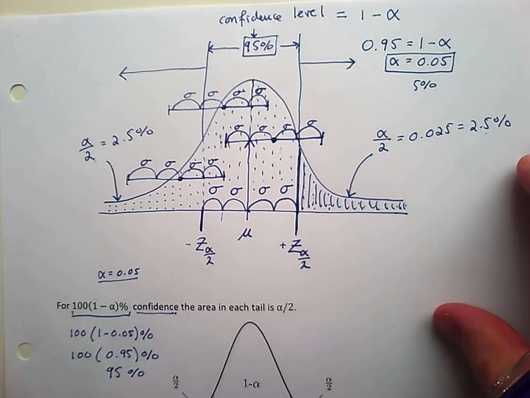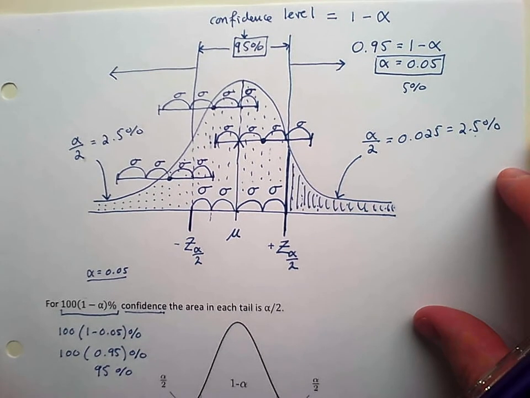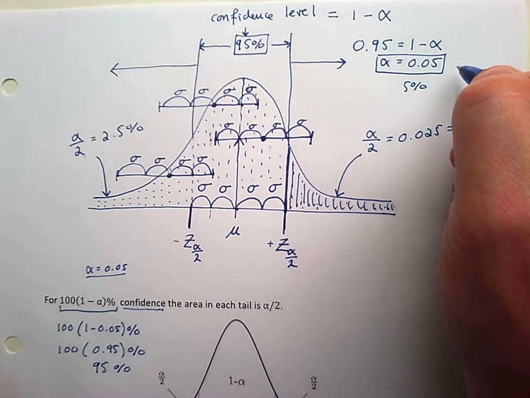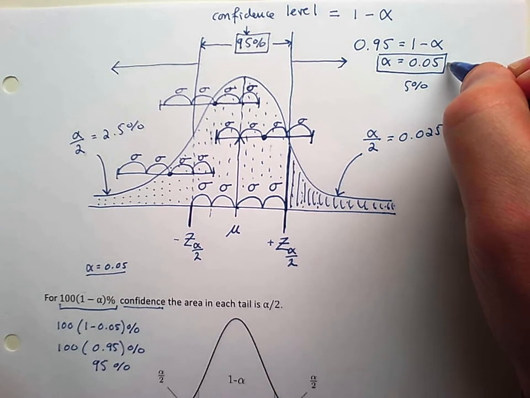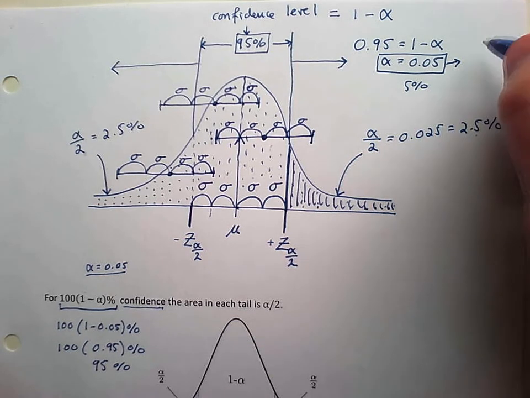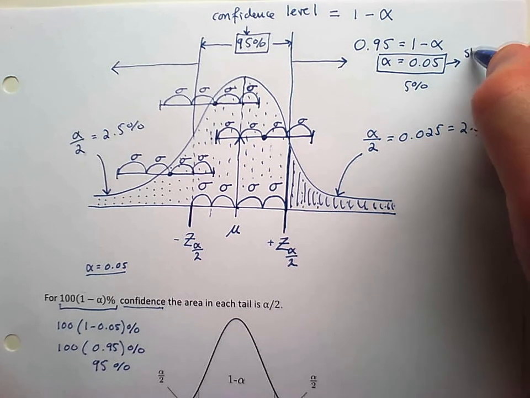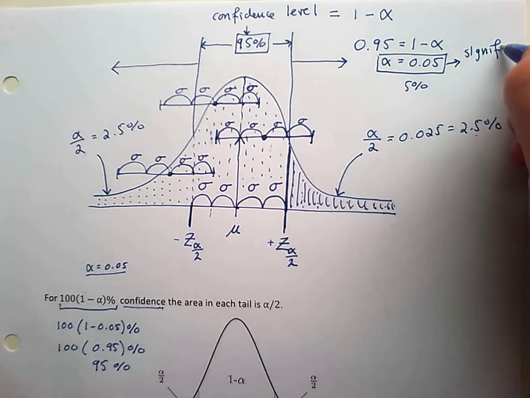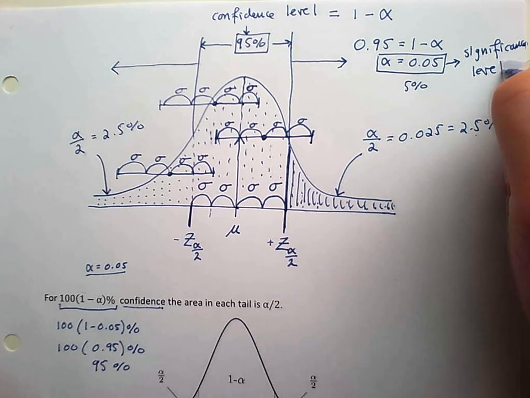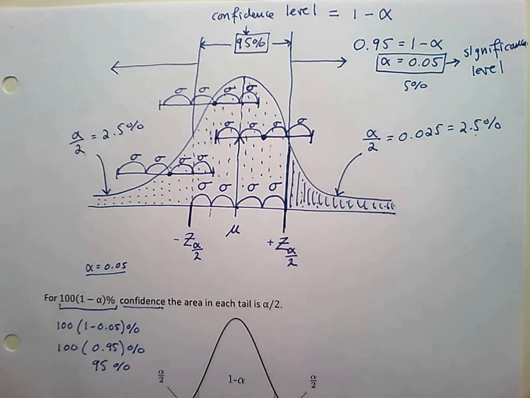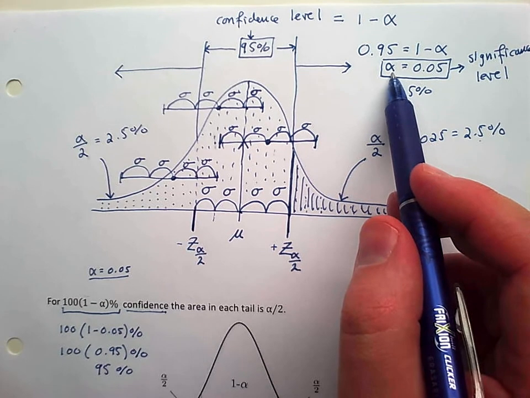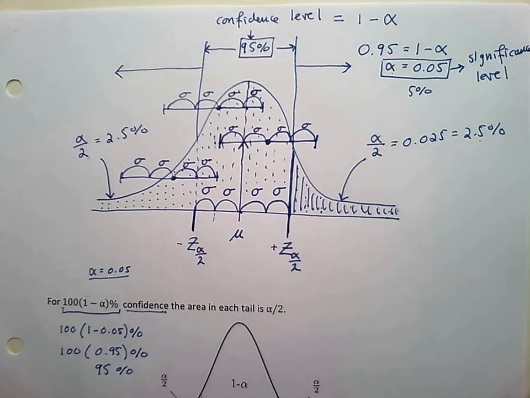Now, while we're at it, and this is going to be a vocabulary word that we're going to use a lot in the next chapter, chapter 8, another term that's synonymous for alpha is our significance level. Our significance level is just another synonymous term for alpha.